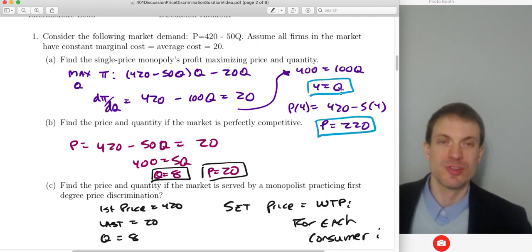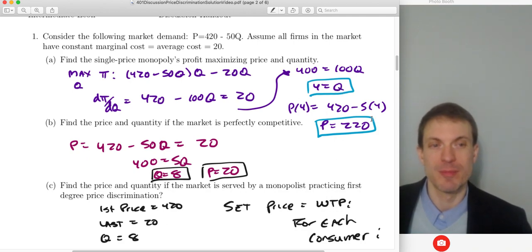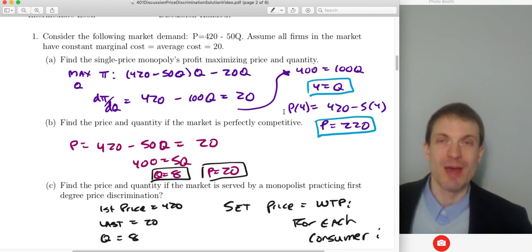Okay, but this is the monopoly's quantity. Prices come from the demand curve, so I've got to go back to the demand curve, and then my monopoly price is going to be 220. I'm going to show this on a graph in a second.